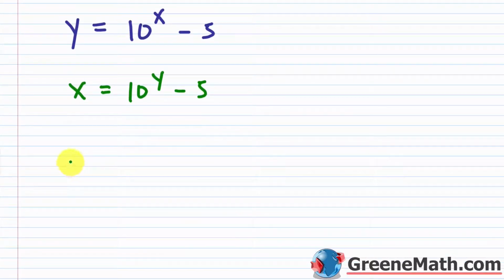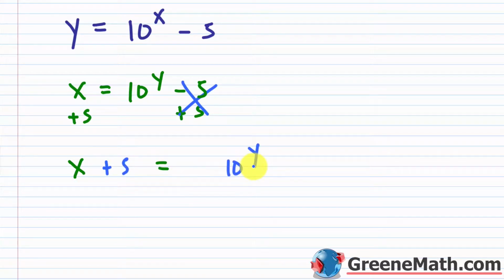So I want to say that I have x is equal to, I'm going to add 5 to both sides of the equation. So I'll say x plus 5 is equal to 10 raised to the power of y. Now I want to get this y on one side by itself. Right now it's an exponent.